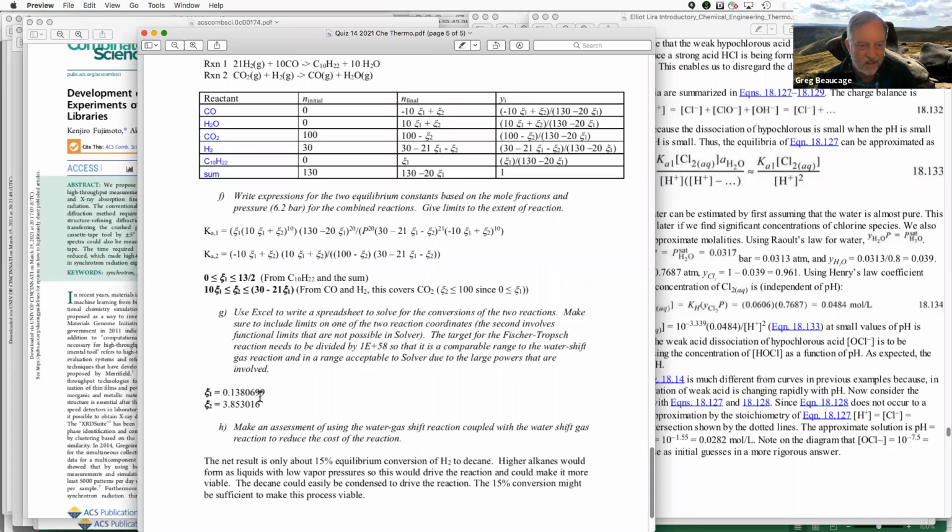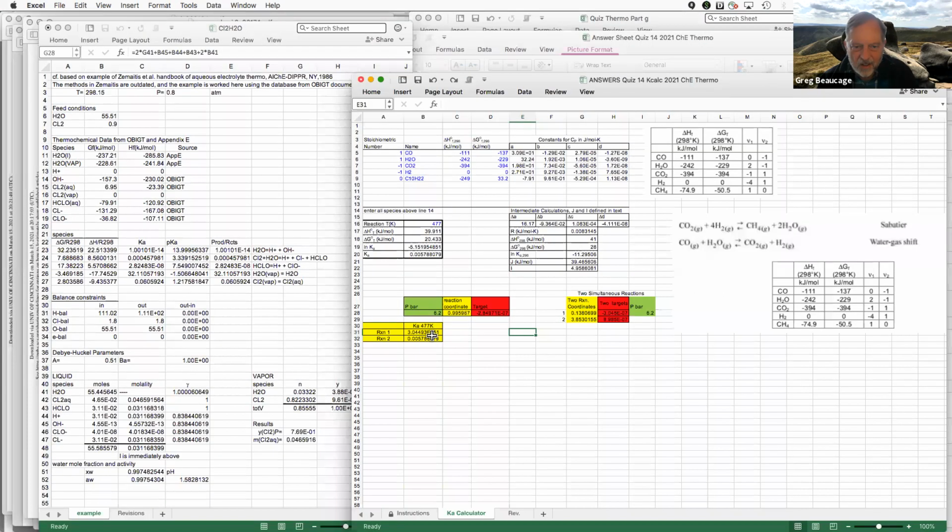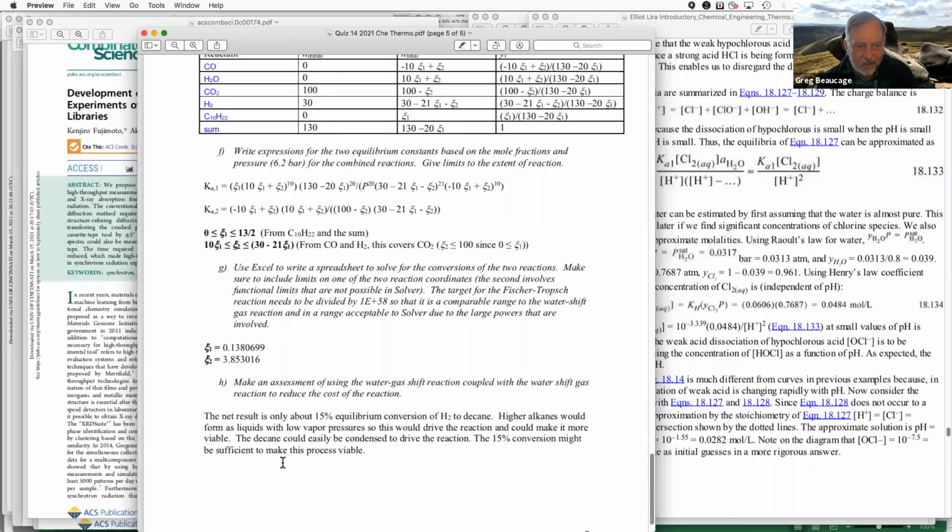So again, when you minimize this, for the two coordinates of the first reaction, you have to divide by e to the 58 for this, or it won't work. Because you have to get these two numbers to be about in the same range, and about e to the -7 for the solver to work. So that's kind of it.